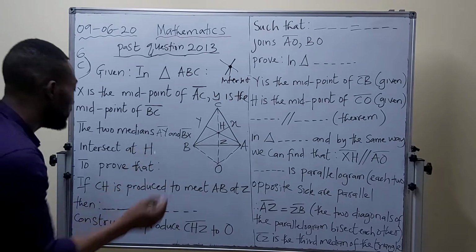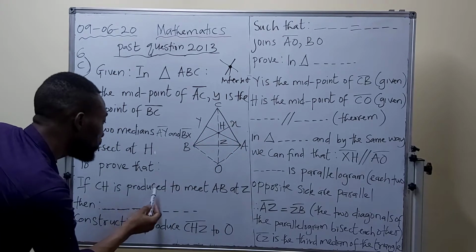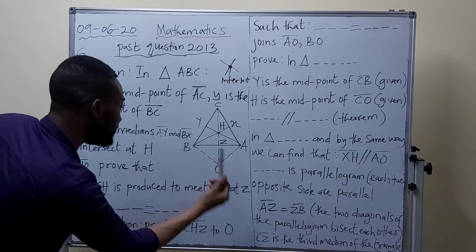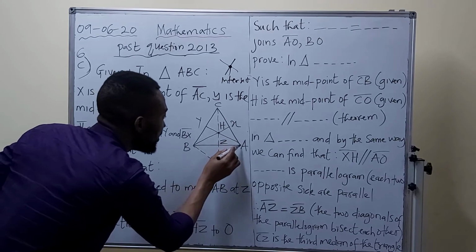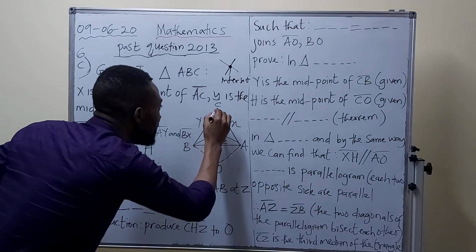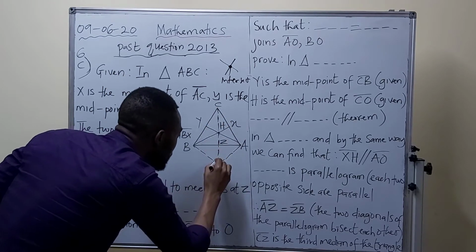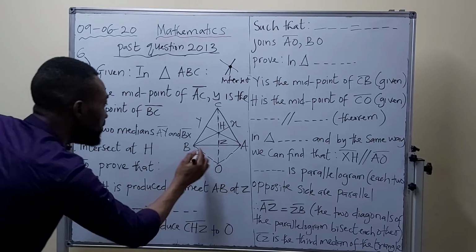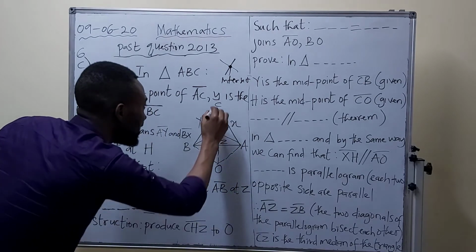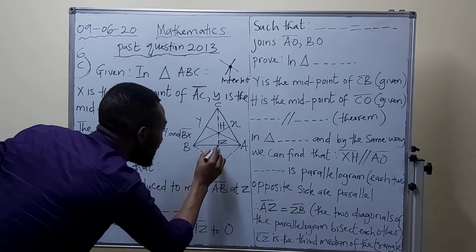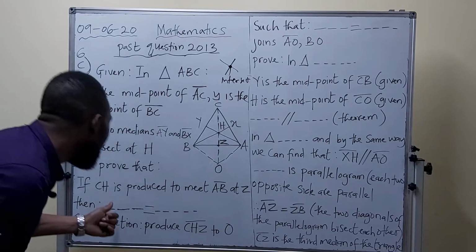Now they say CH is produced to meet AB at Z. That is, let's assume we have this AY and BX, and then CH is produced, they draw CH down to meet line AB at Z. They produce it down and they meet at a particular place here, which we call Z. So then dash equal to dash.